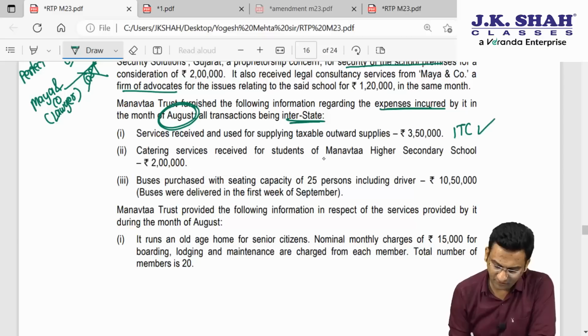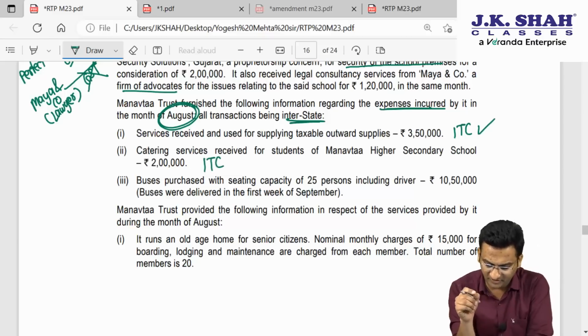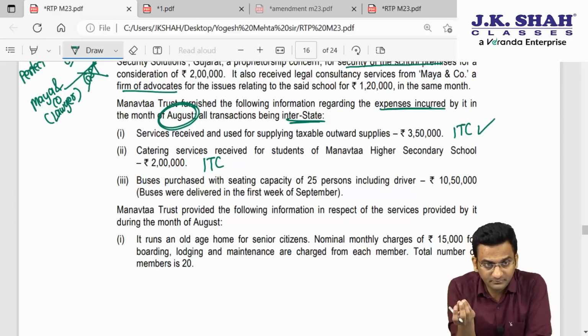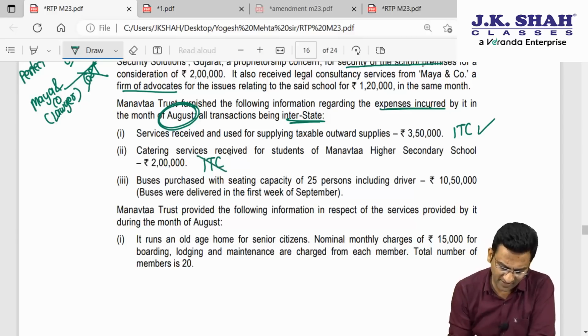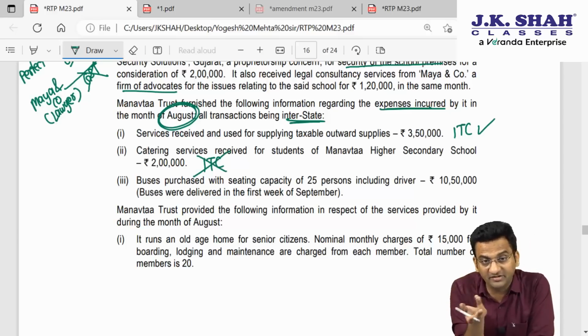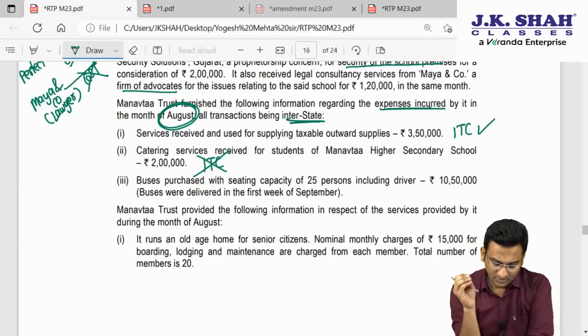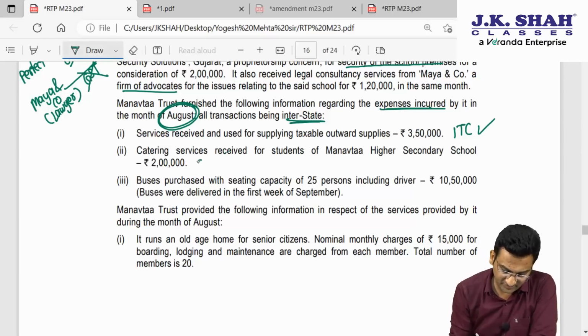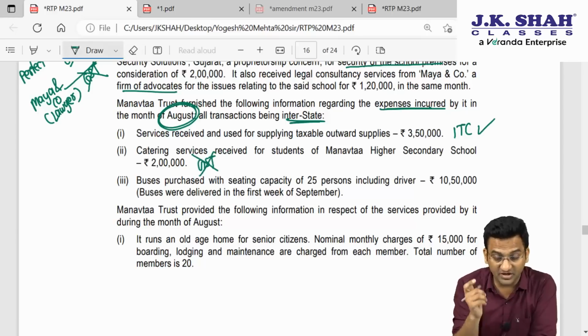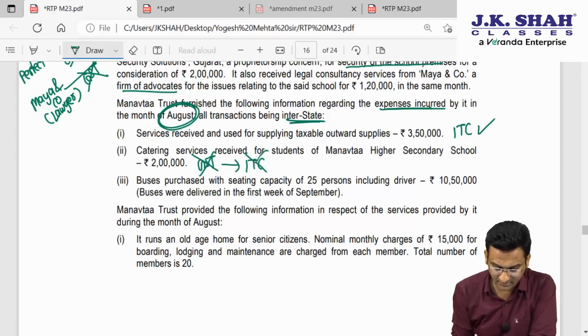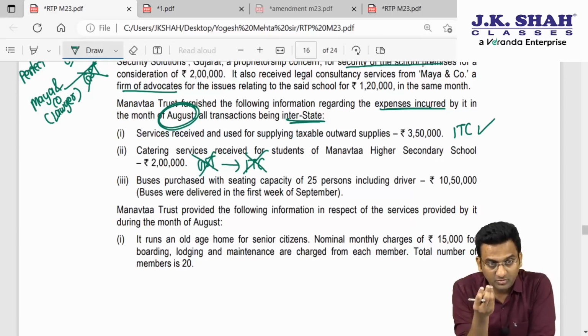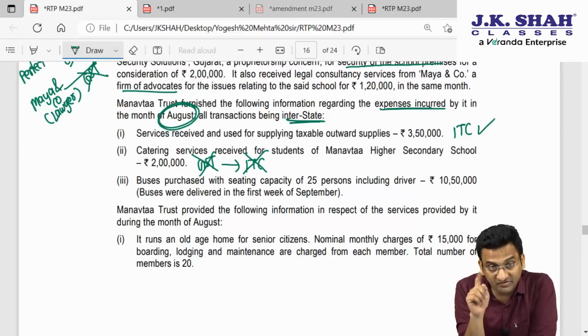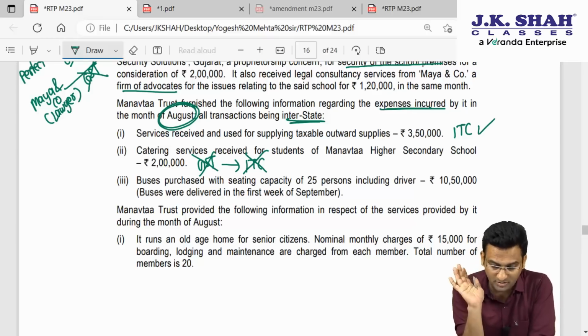Catering services received for students of Manavta. Catering services provided to Manavta Higher Secondary School are exempted. Correct, friends? So there is no question of ITC on this. And catering services are also blocked, if you do remember. In this case, GST is exempted, there is no GST on catering services, so the question of ITC does not arise. And again, even if GST is there, it is blocked.